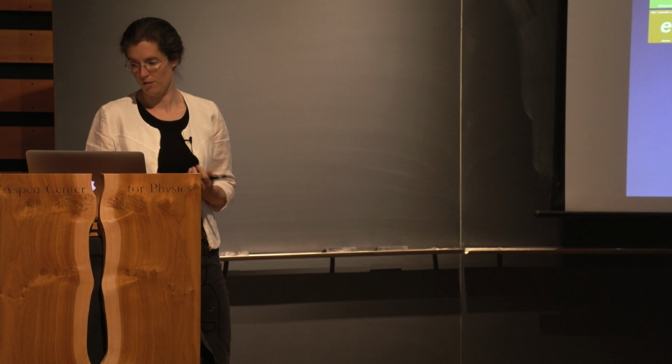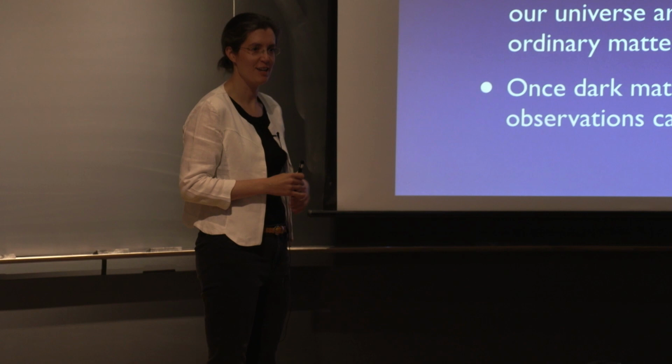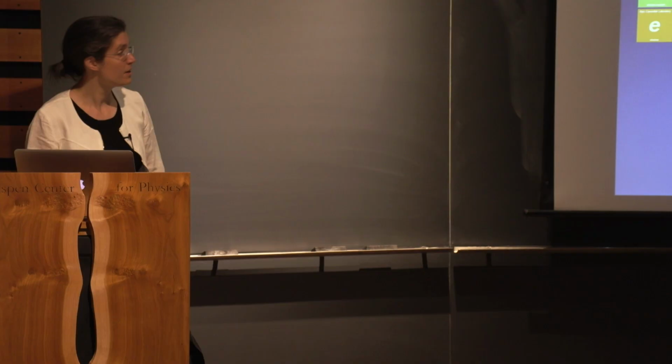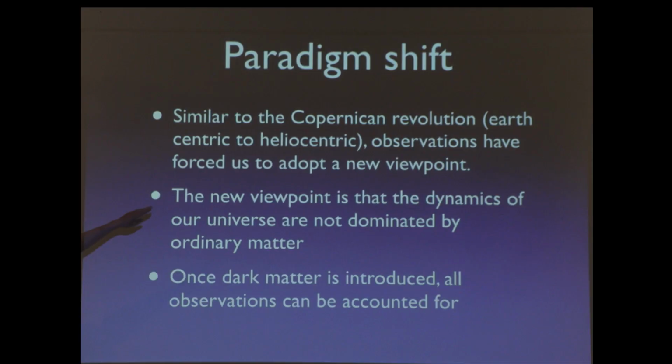So there's been a paradigm shift that's happened very, very slowly over the last 80 years. It takes a long time to bring physicists, or really anyone, around to this point of view: that there's a lot of stuff in the universe that we can't describe with any of our known theories. And so, similar to the Copernican revolution, this has been forced on us by observations.